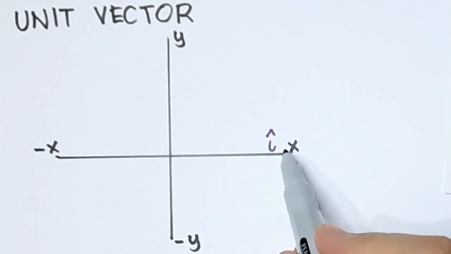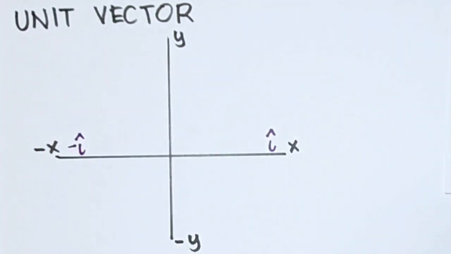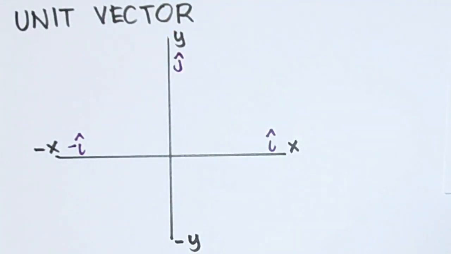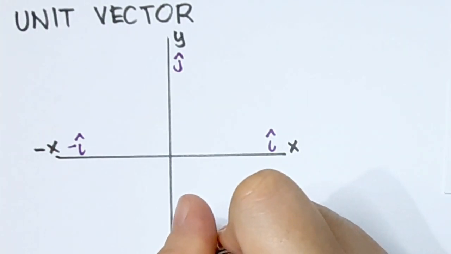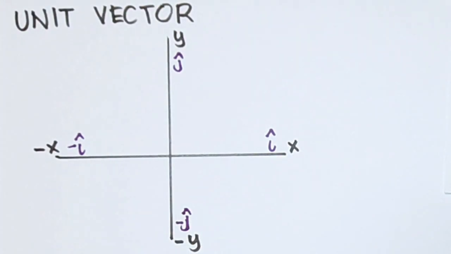Now, since this is i hat, this is negative i hat. For the y direction, this will now be called j hat. And for the negative y, this is negative j hat.